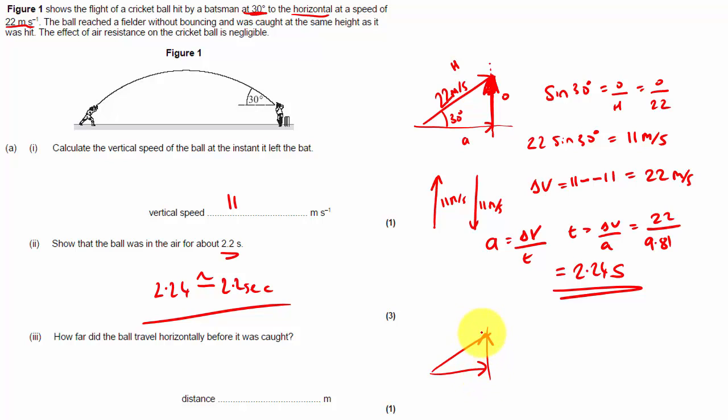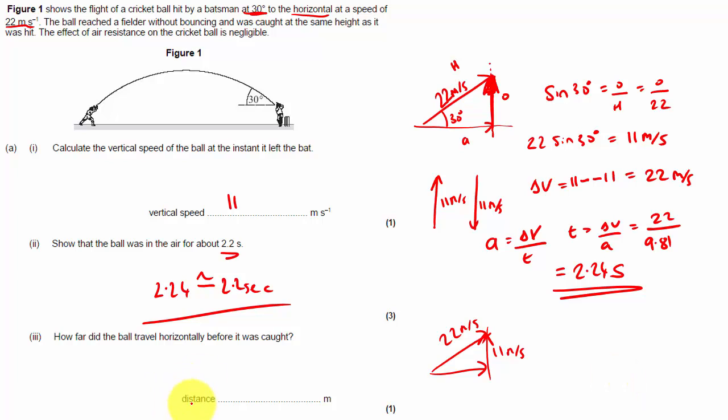Okay. I know that's 22, I know that's 11, and these are all meters per second. If I told you something had a velocity horizontally, and I told you how long it was travelling for, you could just use speed equals distance divided by time to calculate the distance it would travel. This is essentially asking for the range.